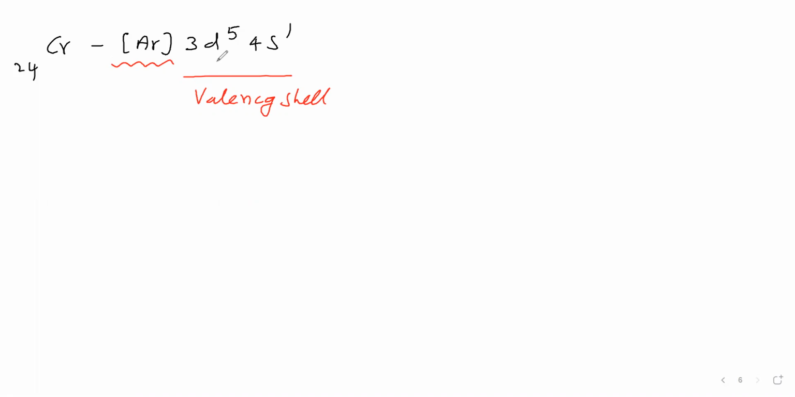Now, if chromium contributes 1 electron, then it will show +1 oxidation number. If it donates 3 electrons, it will show +3. If it contributes 6 electrons in a chemical reaction, then it can show +6. So chromium can show oxidation numbers like this. Okay, sir. In chromium, the valence shell contains 6 electrons. Therefore, chromium comes under group 6B as per the European system. The sixth group. This valence shell contains 6 electrons.